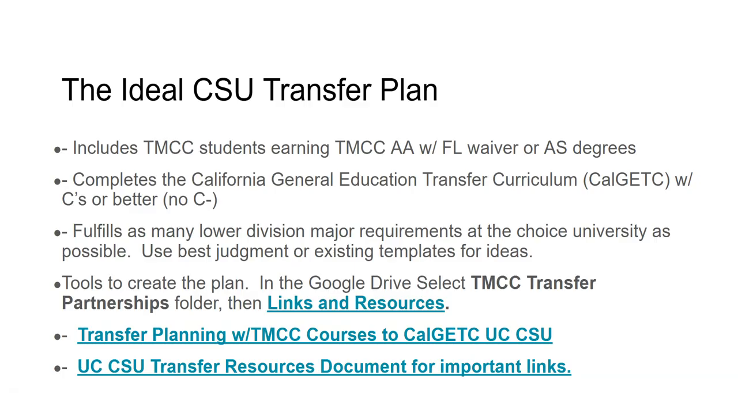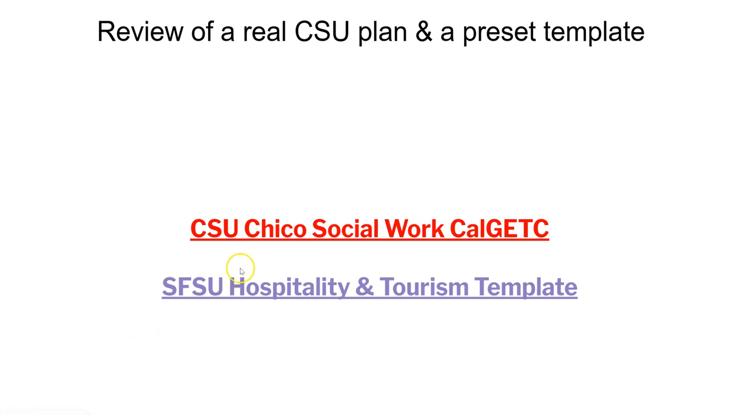And the ideal transfer plan fulfills as many lower division major requirements at the choice university as possible, and we just need to use our judgment or the existing templates for ideas. Tools to create the plan are in the Google Drive under TMCC Transfer Partnerships, then links and resources. We're not going to get into that because I'm running into a time limit on this video, but there is transfer planning with TMCC courses to CalGETC, that's the PDF that I was showing you. And then there's a UC CSU Transfer Resources document for important links like applications and so forth.